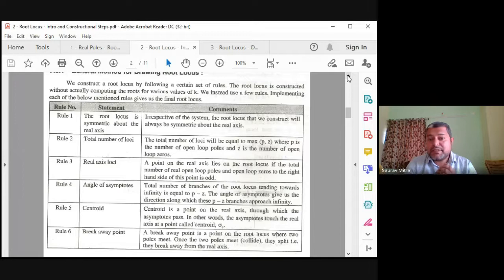Third is real axis loci. How do we determine whether any point on the real axis is actually on the root locus, or whether the root locus exists on that real part or not? For the rule, a point on the real axis lies on the root locus if the total number of real open loop poles and open loop zeros to the right hand side of that point is odd.